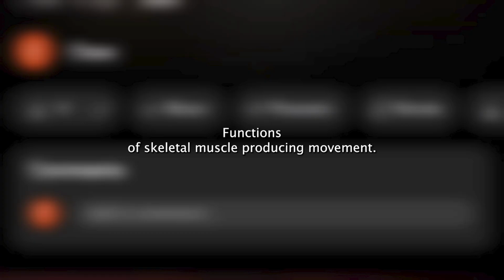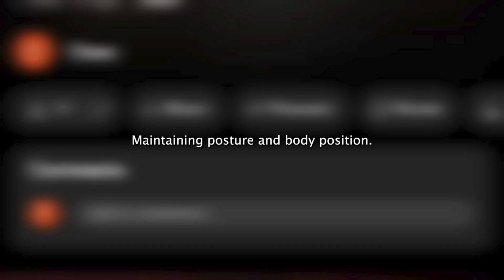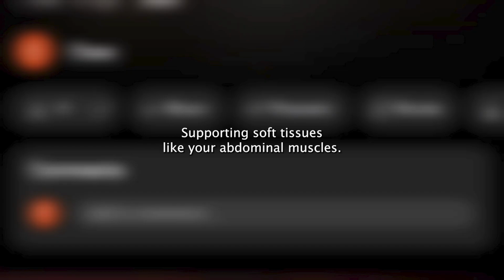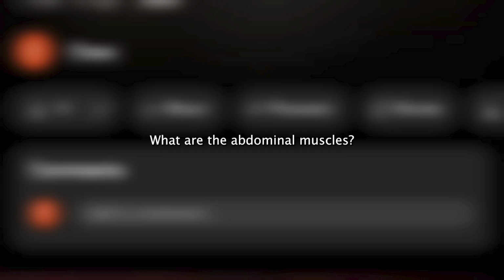Functions of skeletal muscle: producing movement, maintaining posture and body position, supporting soft tissues like your abdominal muscles. What are the abdominal muscles? What are they called? Obliques. External oblique, internal oblique, and the rectus abdominis. What's the one deepest? He said we don't need to know those ones. Transversus abdominis.